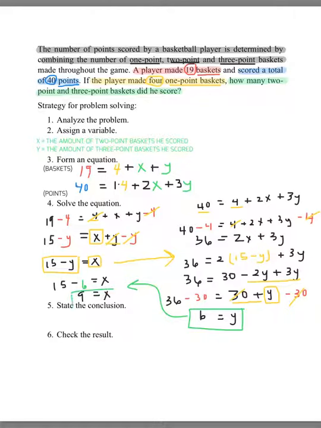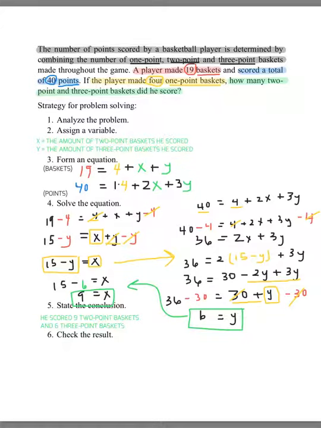So we have the value of x and y, so let's go ahead and substitute those into our conclusion. Since the question was how many 2-point and 3-point baskets did he score, we'll state it as the following. He scored 9 2-point baskets and 6 3-point baskets.